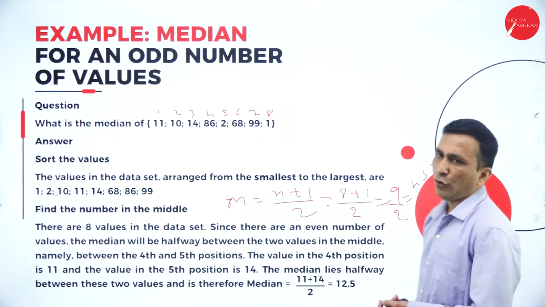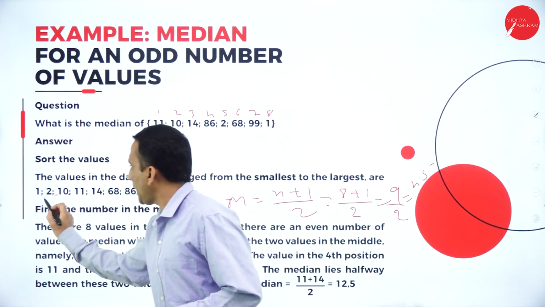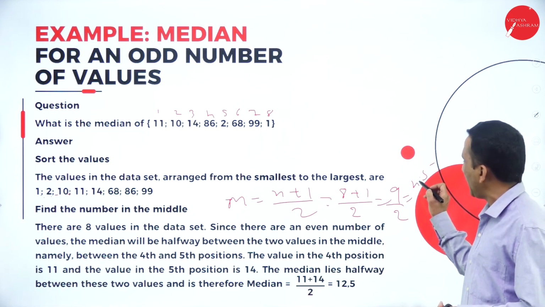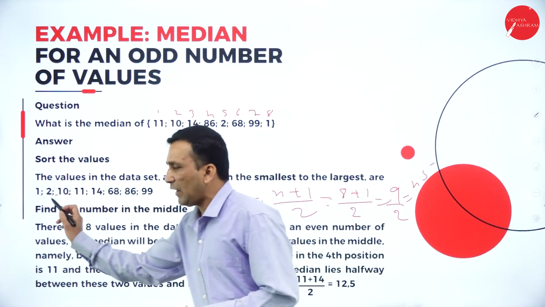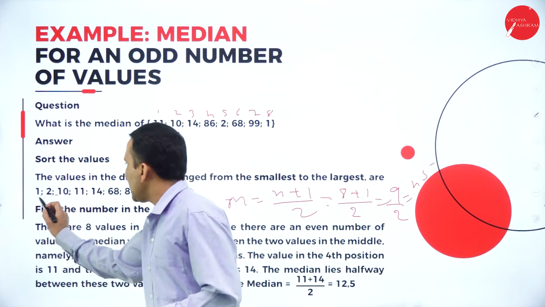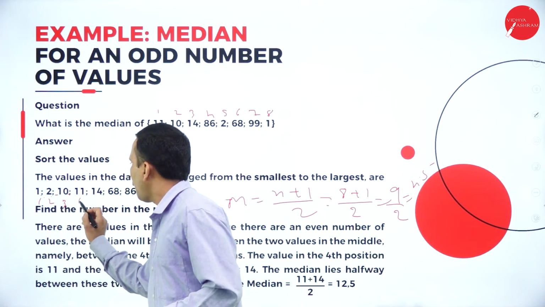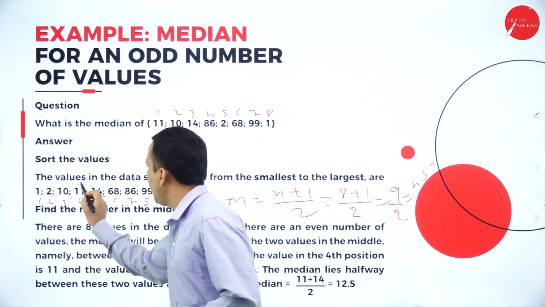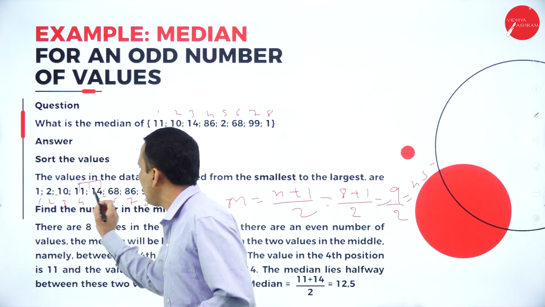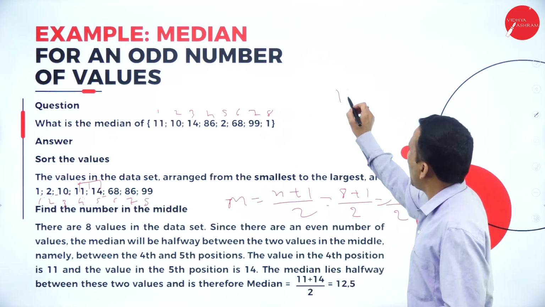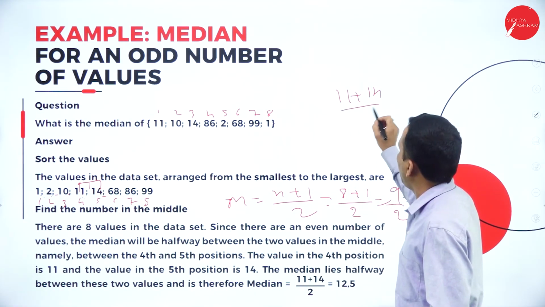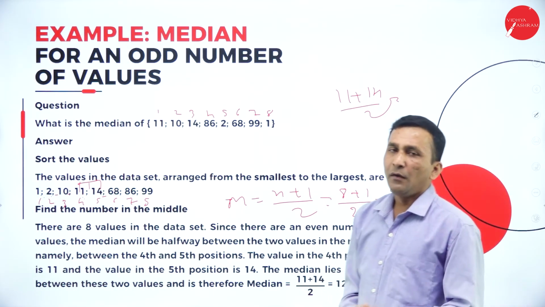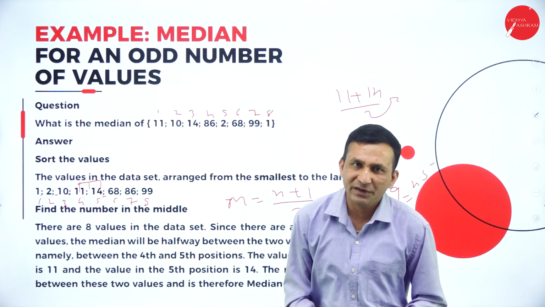After getting 4.5, now whatever you arranged, 1, 2, 3. After simplifying, I am getting 4.5. So where is 4.5 exactly located? First, 1, 2, 3, 4, 5, 6, 7, 8. Now, 4.5 is located in between 11 and 14. Now, 11 plus 14 divided by 2. How much are you getting? The final answer, 12.5. That is your median. Okay, moving forward to the next question.